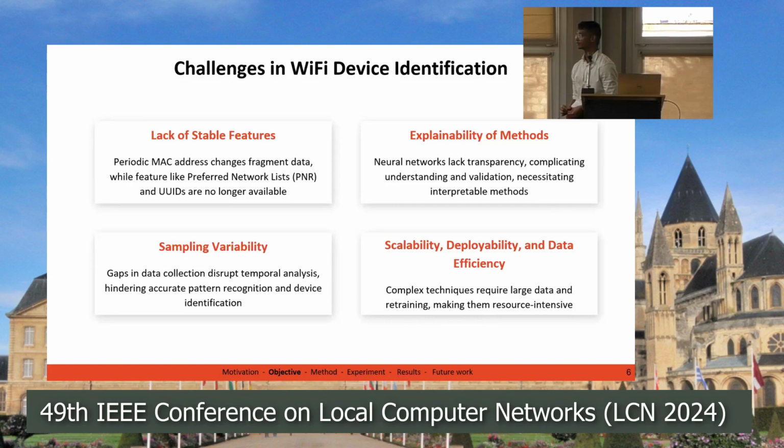The other thing is sampling variability. If you focus on time-related or the temporal aspects of data, what you need is a series of data that's unbroken. In practice, it's hard to collect it over time. You get packet drops, you get devices disconnecting, which again fragments the data, which causes a problem of, okay, is this data fully representative of the device's behavior or the device's features?